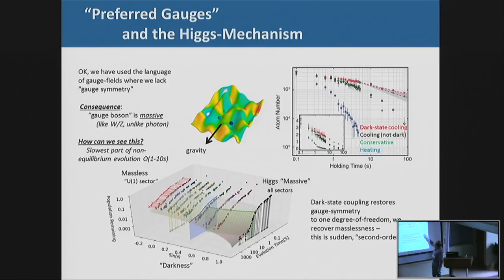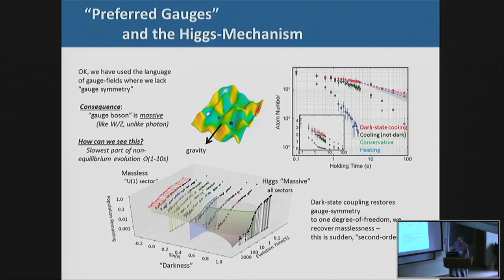Now, if we take this dark state cooling and turn its darkness up and down, so this is basically a measure of how dark that dark state cooling process is, what you can see is that there is a line of exponential decay here, which is indicating that we have some kind of massive gauge boson in all sectors of the problem. But once we get up to a certain point here, then all of a sudden we see power law decay for the rest of the range of darkness. And so what we can say is that we have basically turned on a masslessness in some sector of that gauge boson problem. So that dark state cooling has somehow turned off a Higgs mechanism, which is making our bosons massive.